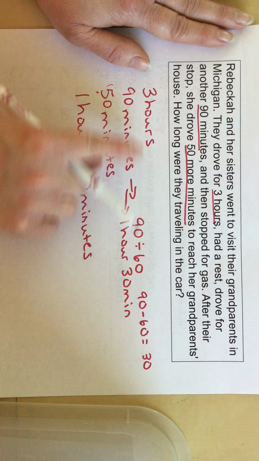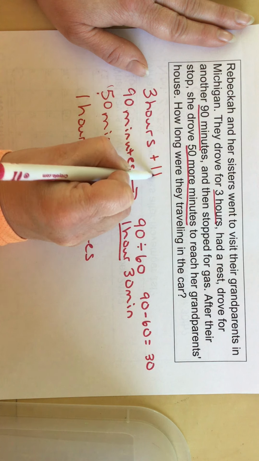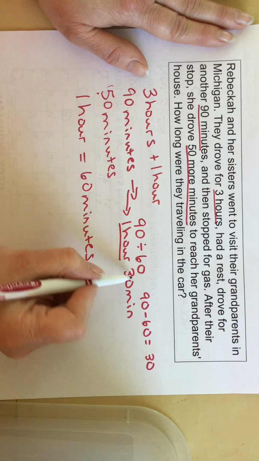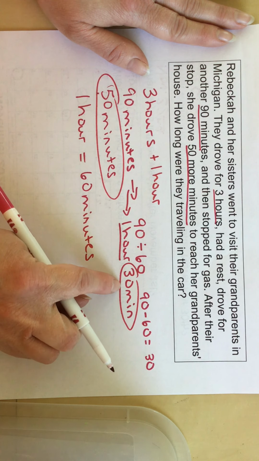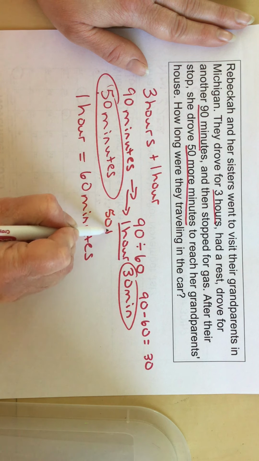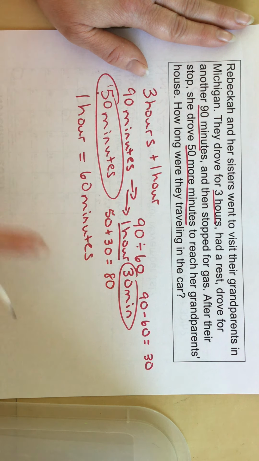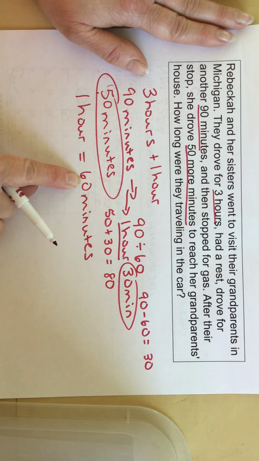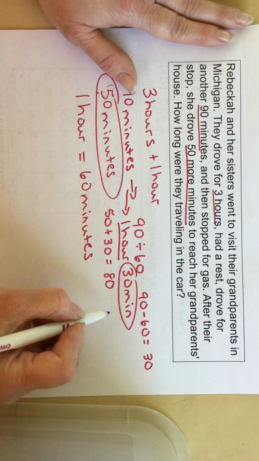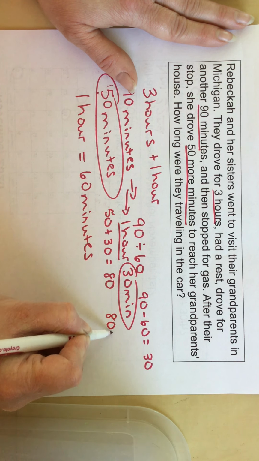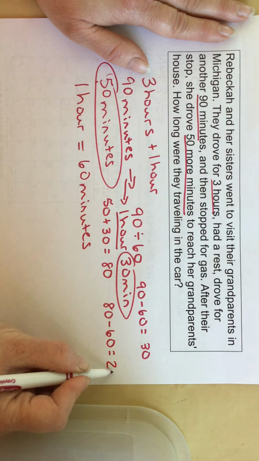So let's add so far we have 3 hours, plus let's add our 1 hour up here. And now I have 30 minutes and 50 minutes left to figure out. So if I add 30 plus 50, I get 80 minutes. That's more than an hour, because we know there's 60 minutes in an hour. So we're going to do the same that we did up here. Let's subtract 80 minus 60. And we get 20 minutes.